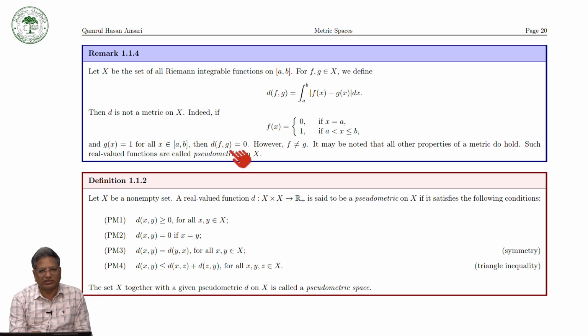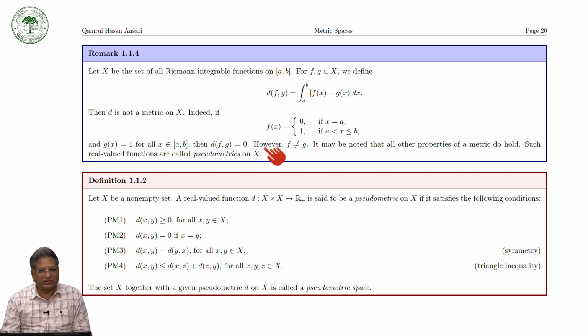So in all the cases the distance between f and g is equal to 0, but we can see that f is not equal to g. So it does not satisfy the property of a metric which says that d(x,y) is equal to 0 if and only if x is equal to y.